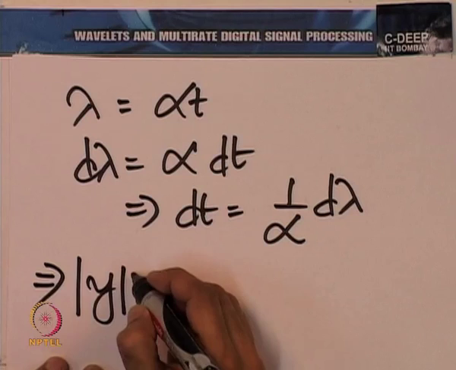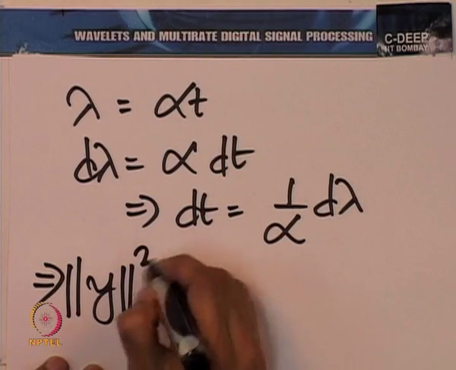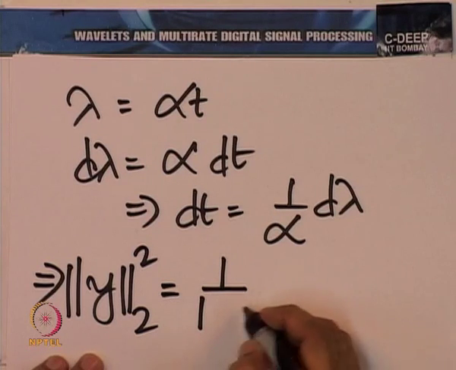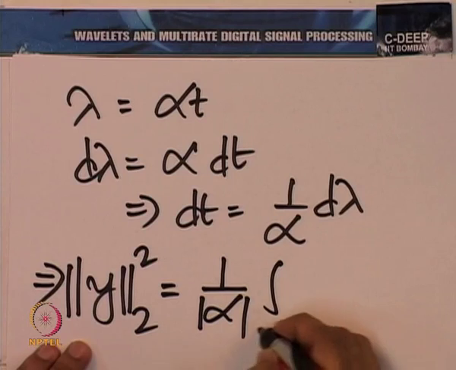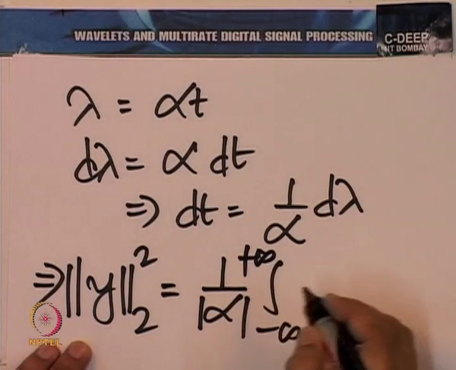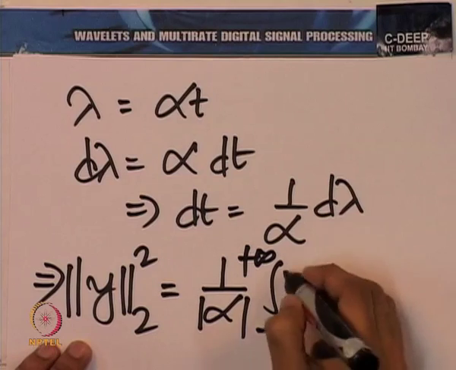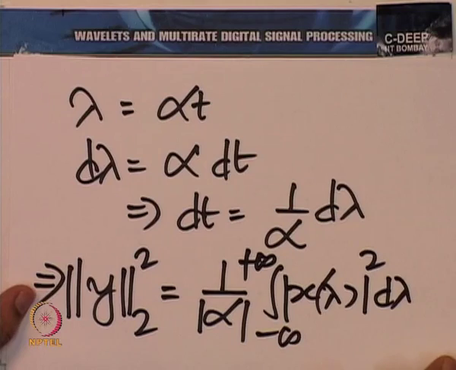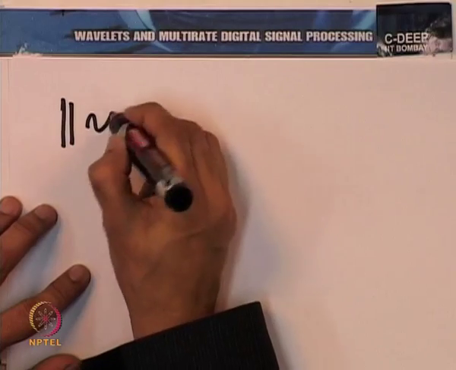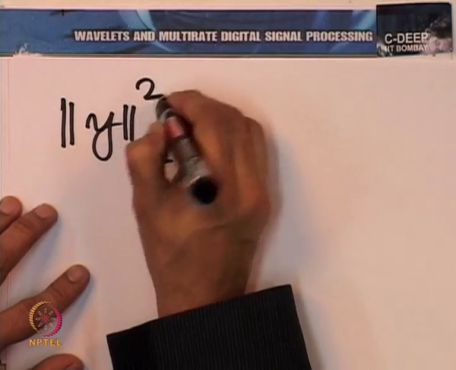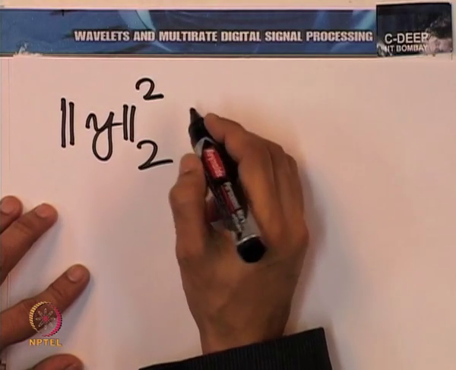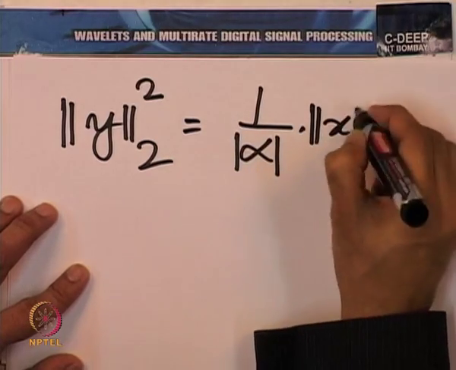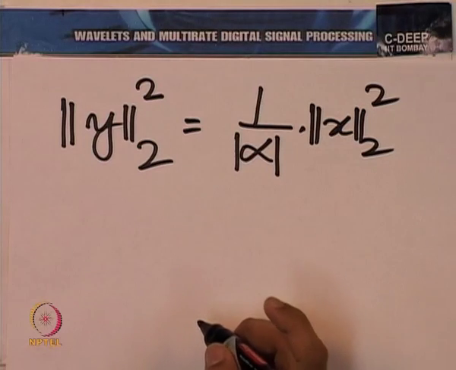The norm of y in the L2 R sense is always 1 by mod alpha times integral from minus to plus infinity mod x lambda squared d lambda, whereupon what we have concluded is norm y in the L2 R sense squared is 1 by mod alpha times the norm of x in the L2 R sense squared.